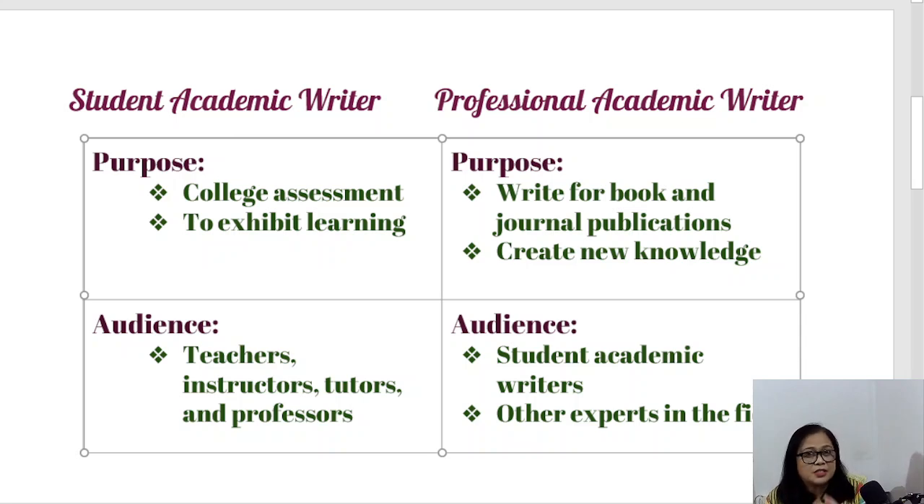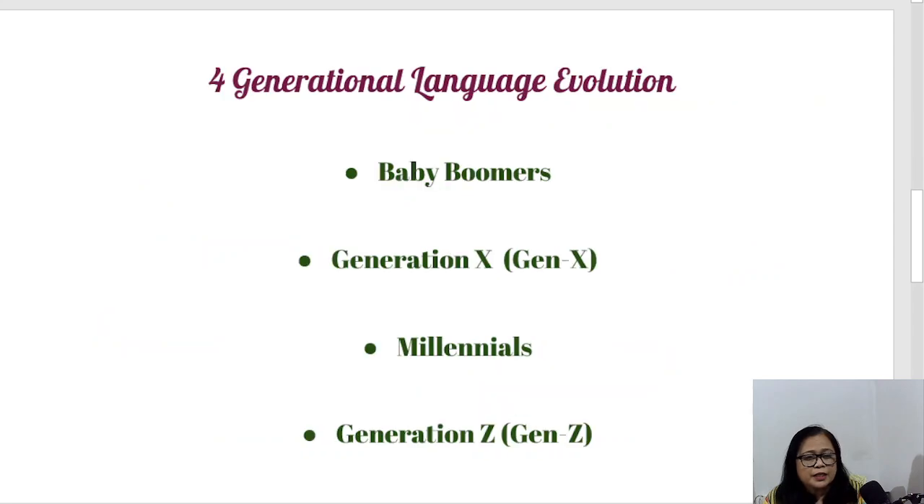So this same concept applies to academic writing. Whether you are a professional academic writer or a student academic writer, all of them have to follow a strict set of rules. And the thing about academic writing is that it doesn't follow the latest trends.